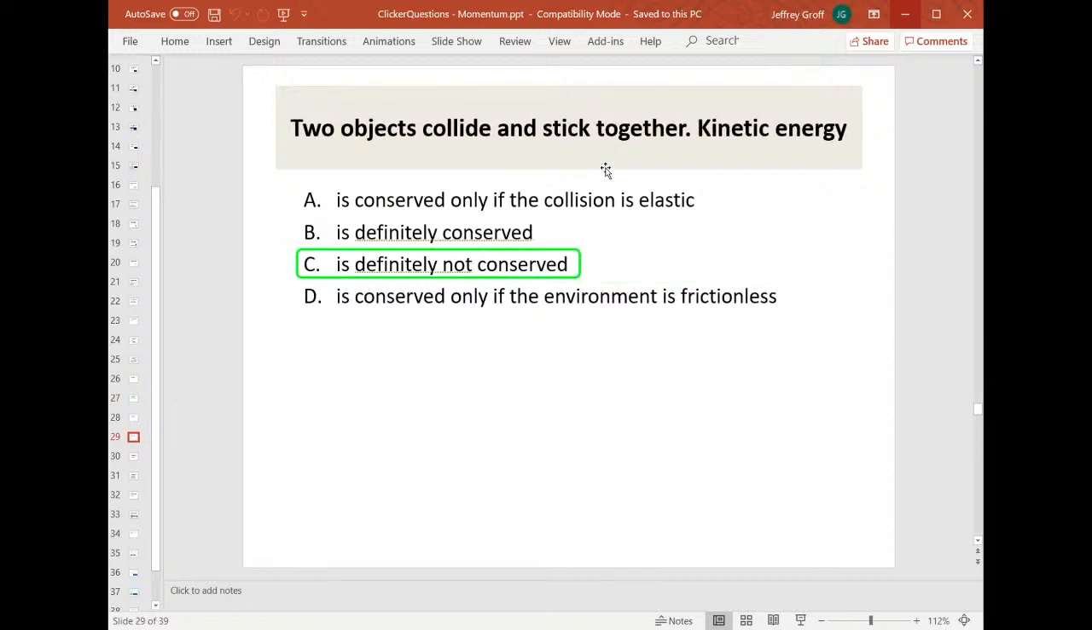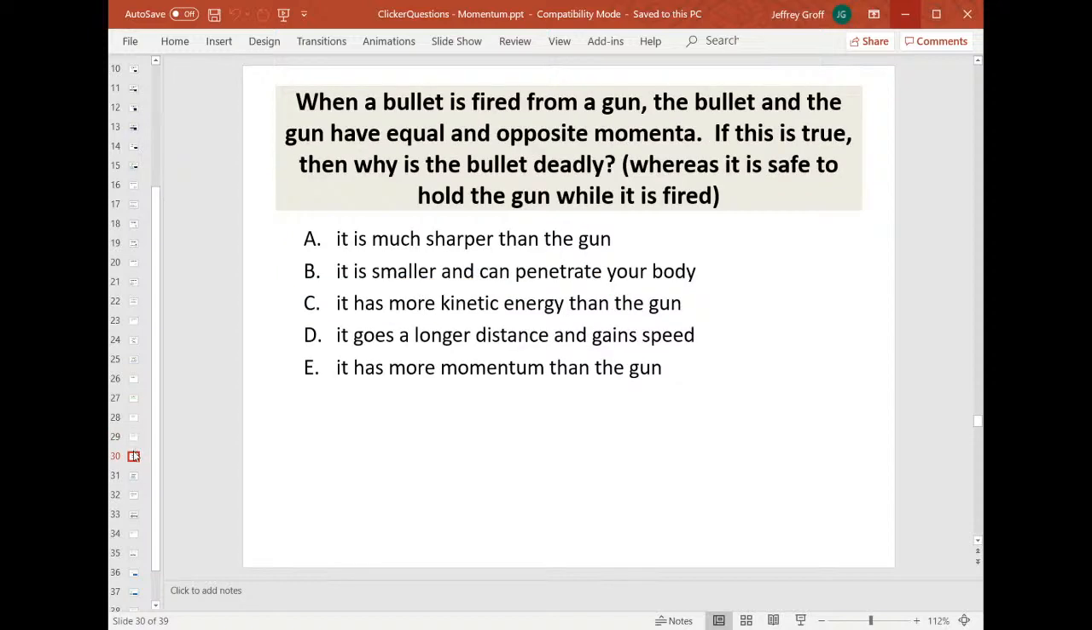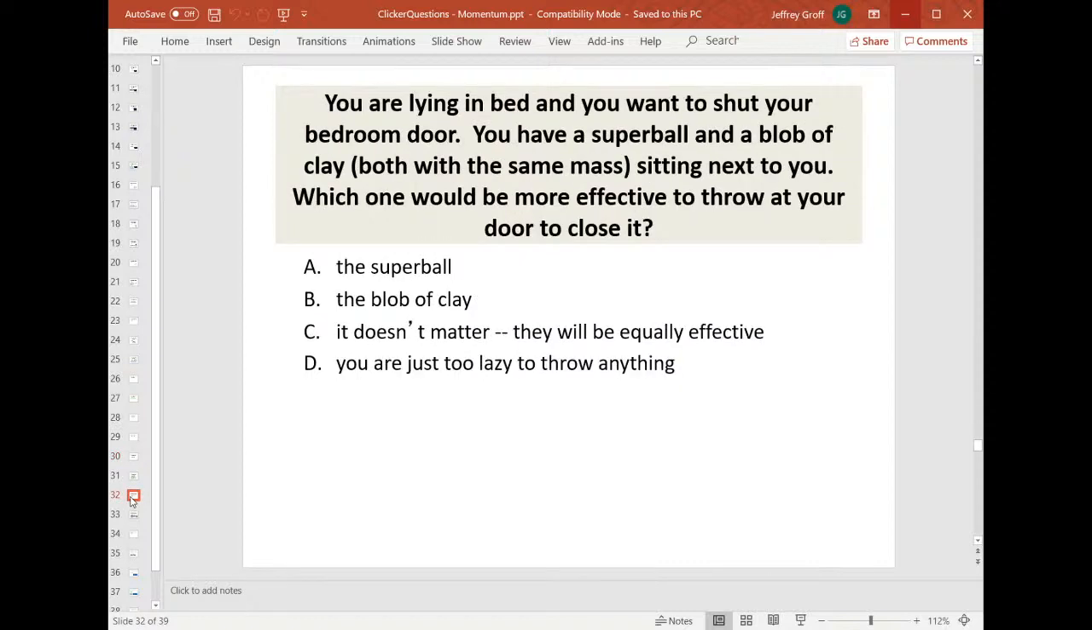Two objects collide and stick together. Kinetic energy is definitely not conserved. Definitely not conserved. All right, that's related to things that we talked about.